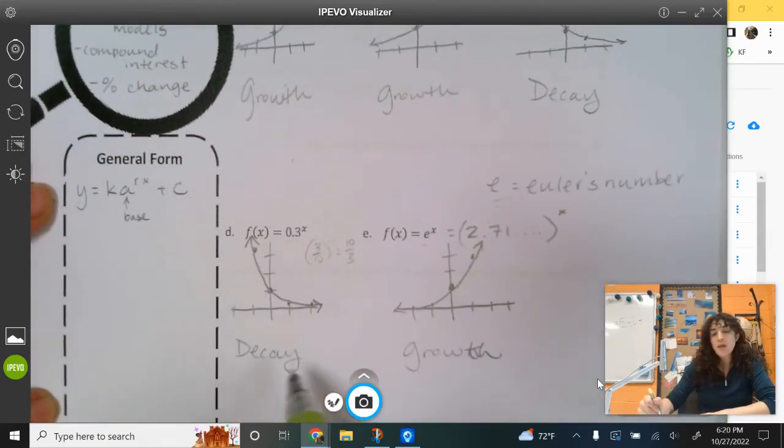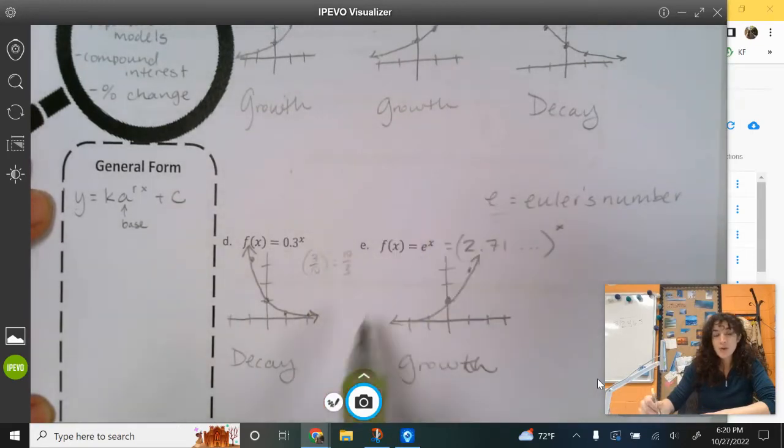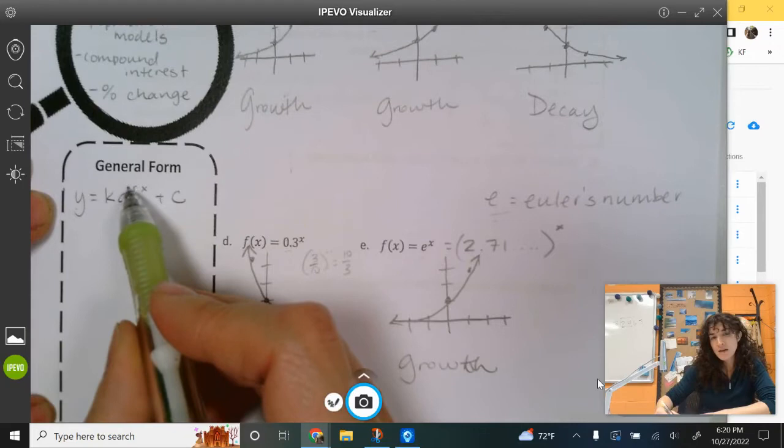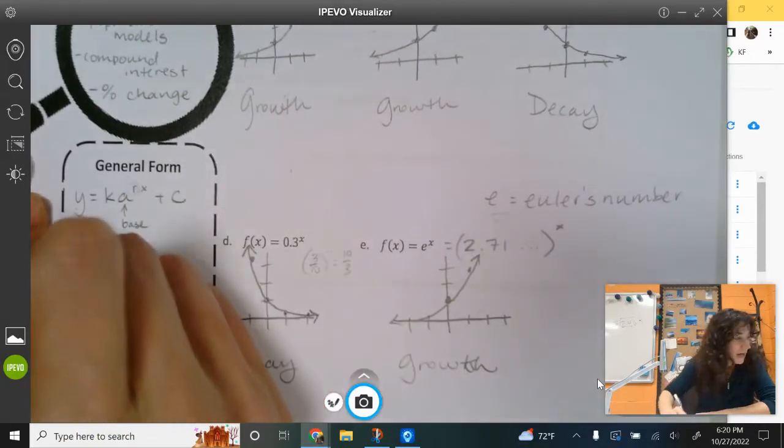Okay, we've talked about A being the base. Another way that determines whether we will have a growth or a decay is not just A, but also R. Sometimes we have an R value.